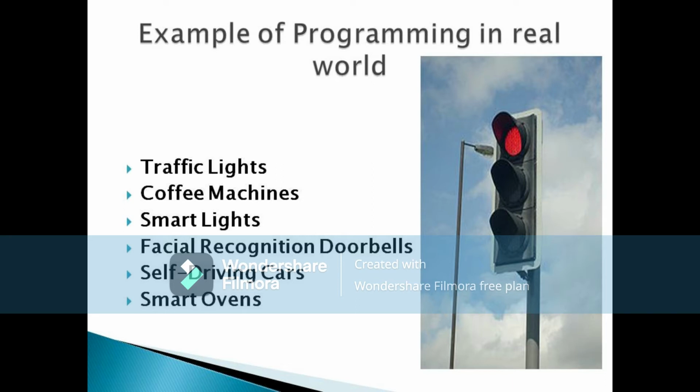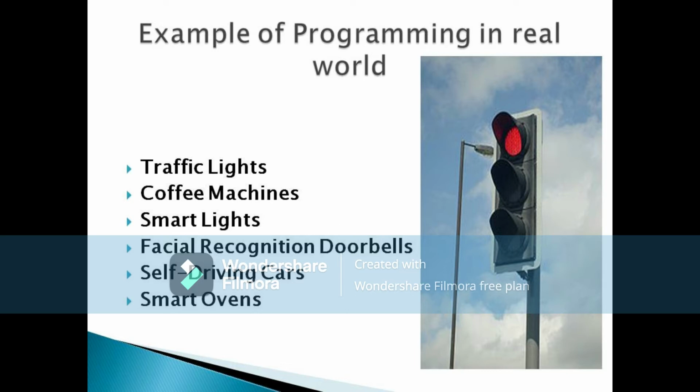So first one is traffic lights. You might have seen there is a timed traffic light system, right? So how that time is being set up is based upon iteration, selection, and sequence; that is how that particular set of traffic lights works, right?